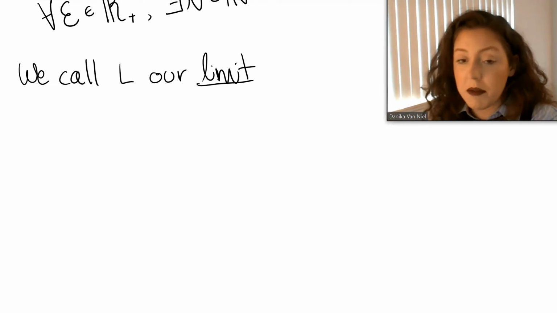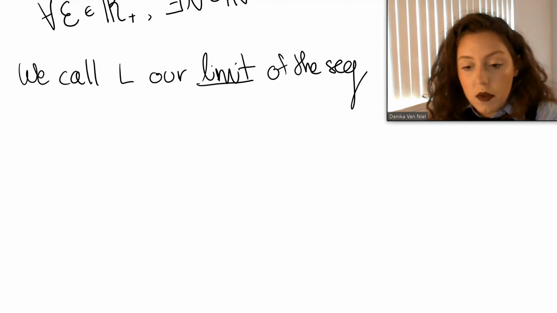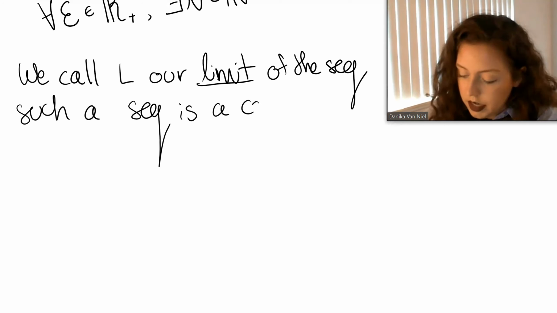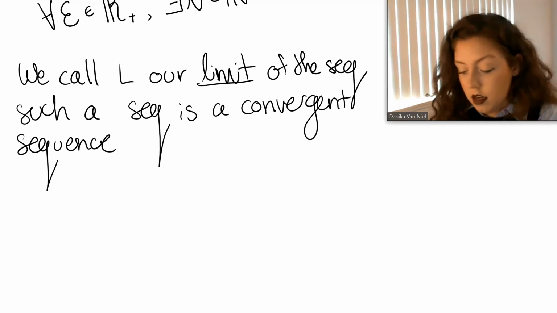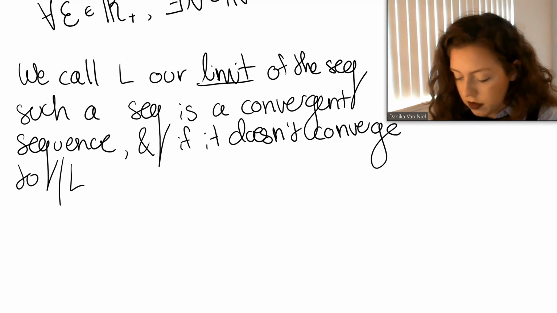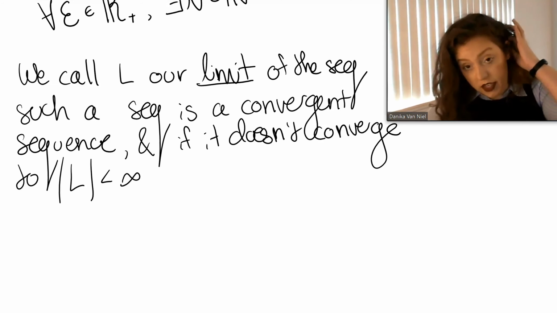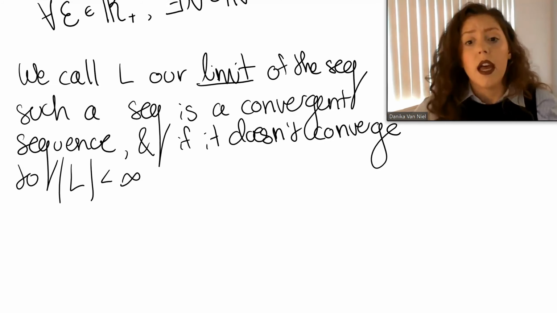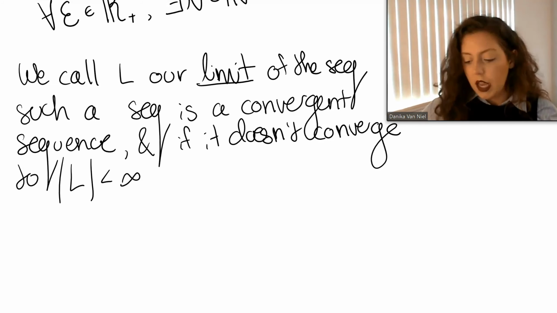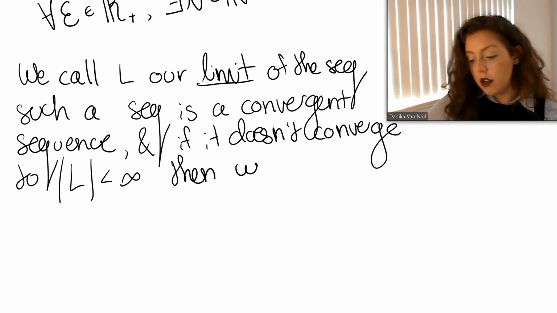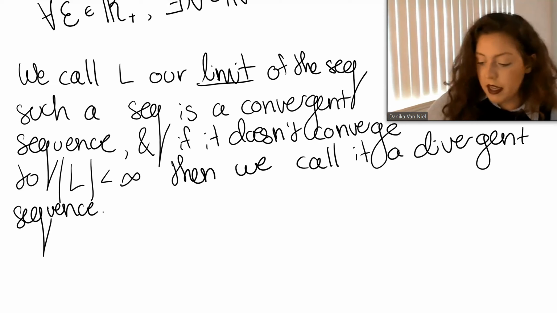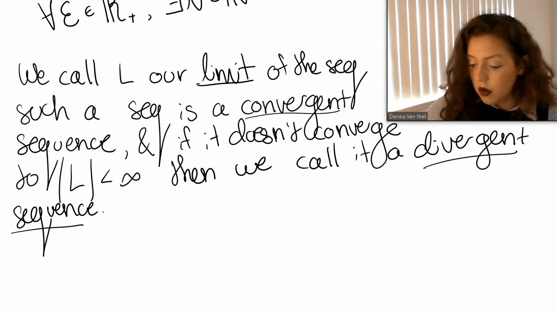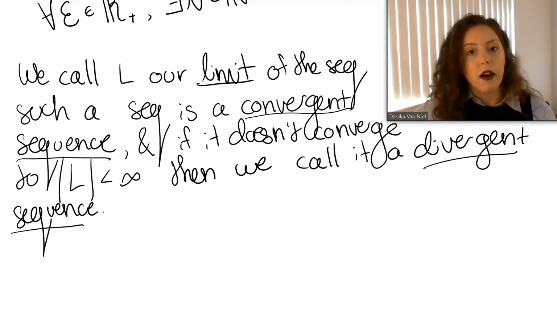Okay, L is our limit of the sequence. We say that such a sequence is a convergent sequence. And if it doesn't converge to an L with absolute value of L less than infinity, so L has to be finite, that's the other thing, and remember, L is a fixed number, then we call it a divergent sequence. Okay, so you might be excited. Oh, we learned about this in calc, or maybe you're learning about it right now in calc.